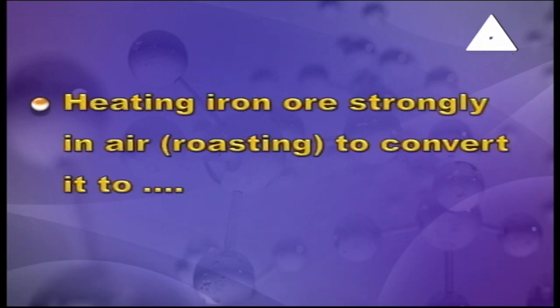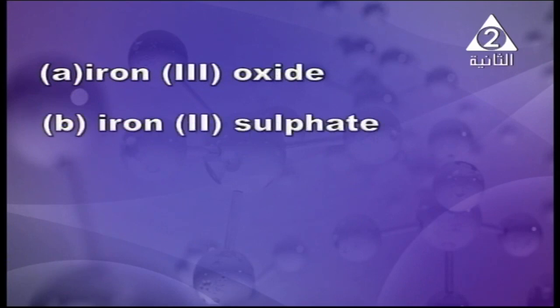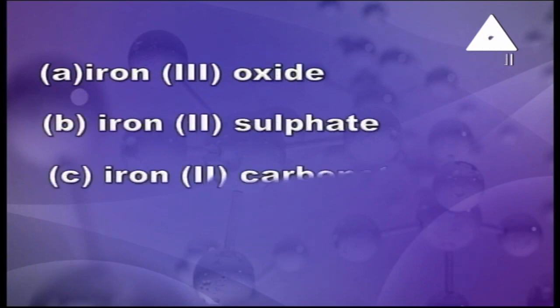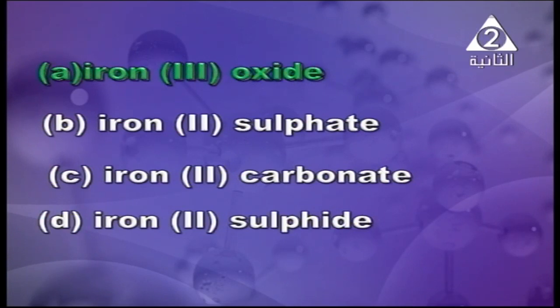Next point. Heating iron ore strongly in air, which is called roasting, converts it to what? Iron(III) oxide, iron(II) sulfate, iron(II) carbonate, iron(II) sulfide. If you think about it and write the chemical equation, it will be iron(III) oxide.